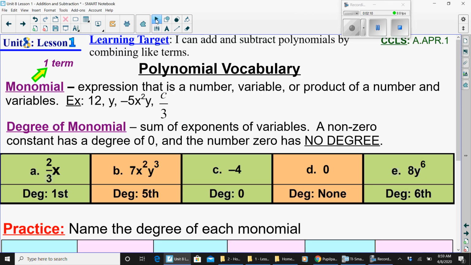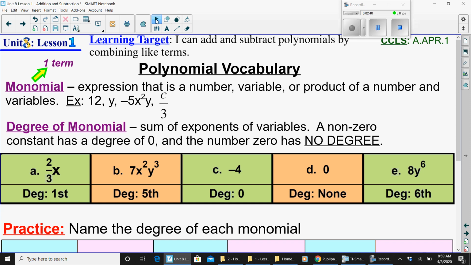So on this page, there's a lot going on. Just a little bit of polynomial vocabulary. A monomial is one term. It's an expression that is a number, variable, or product of a number and variable. So examples of monomials are 12y, negative 5x squared y. We multiply all of that, that equals a monomial. And then c divided by 3 is a monomial.